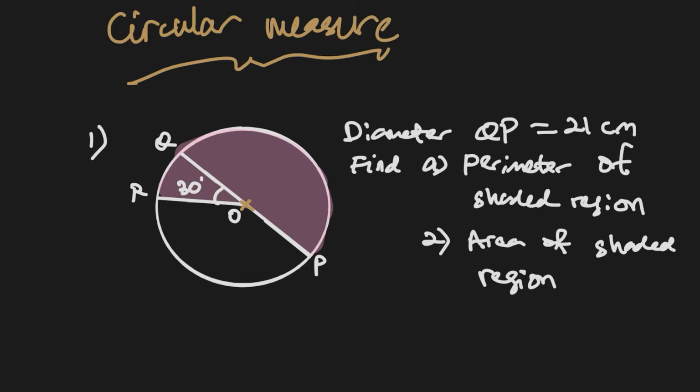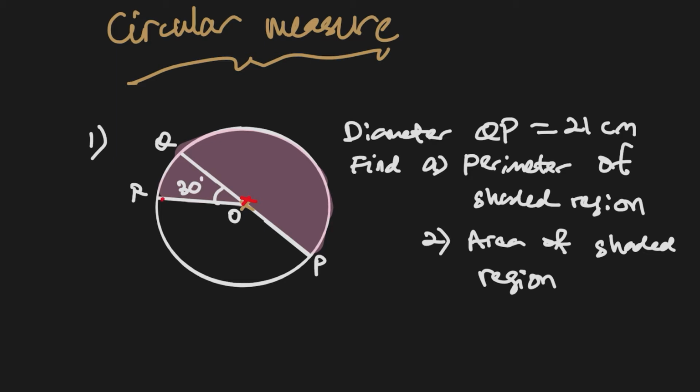We have a question here that looks like that, with a circle with a center at O, and we have these points at the circumference R, Q, and P. So we have two questions here. Given that the diameter of QP is 21 centimeters, find the perimeter of the shaded region. So we want to find the perimeter of the shaded region.